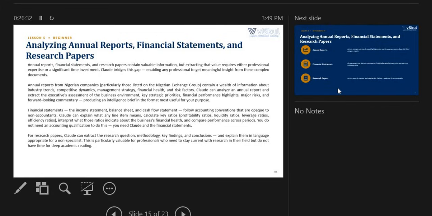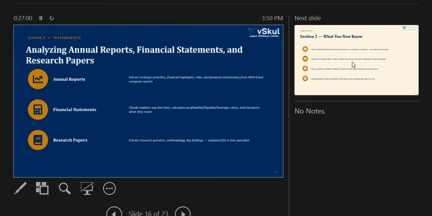Then for research papers, Claude can extract the research questions, methodology, key findings, and conclusions, and explain them in language appropriate for a non-specialist. This is particularly valuable for professionals who need to stay current with research in their field, but do not have time for deep academic reading, right? So in principle, in analyzing annual reports, financial statements, and research papers, Claude can help with all of that, as you can see in this summary.